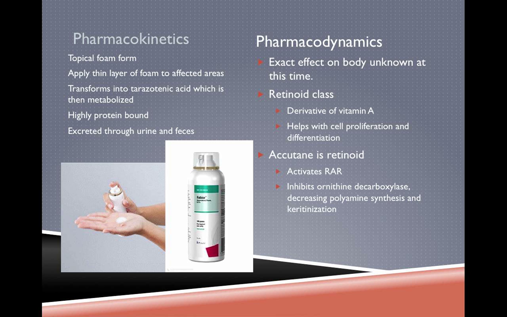And it said that Accutane activates the retinoic acid receptor sites as well, and it inhibits ornithine decarboxylase, which decreases polyamine synthesis and keratinization. I didn't know the exact pharmacodynamics of Fabior, but since I saw Accutane was the same class, I thought I'd explain just what Accutane does.